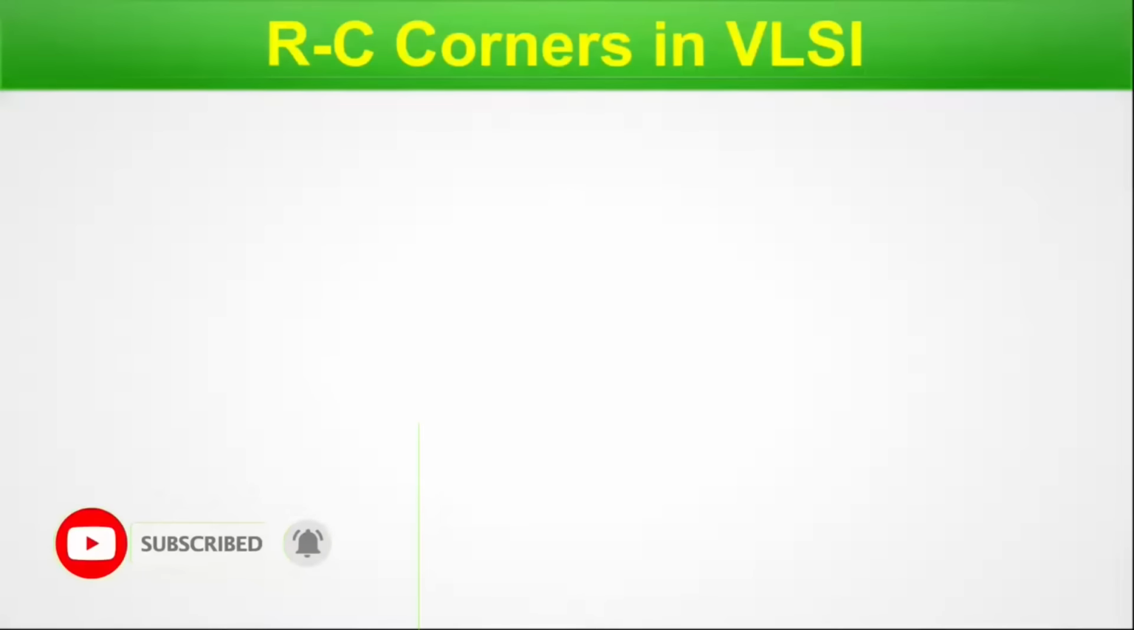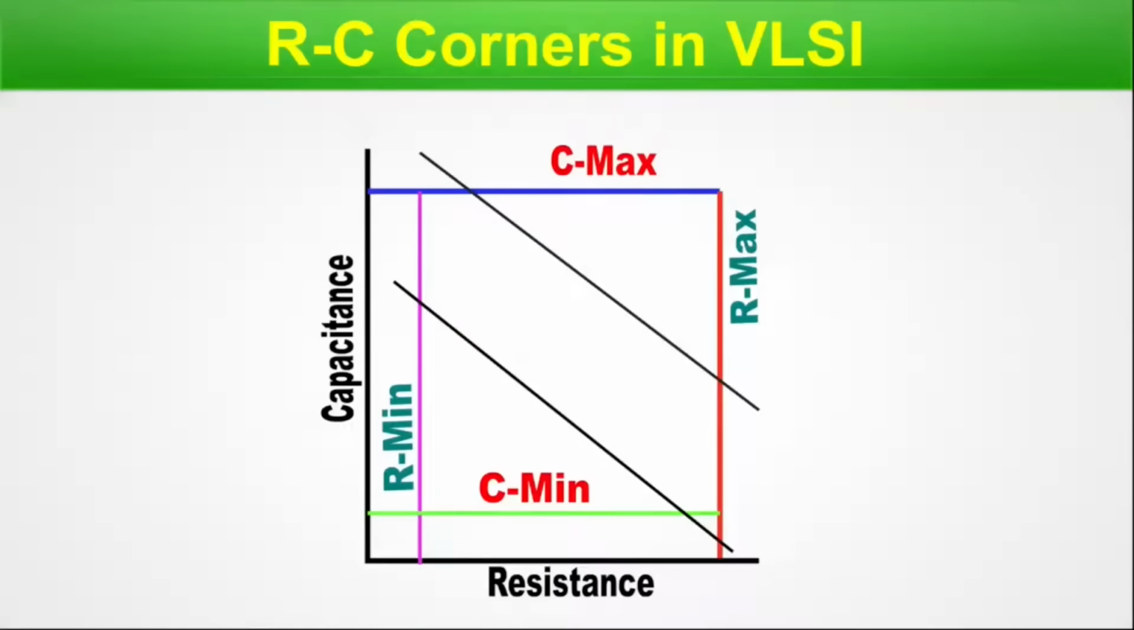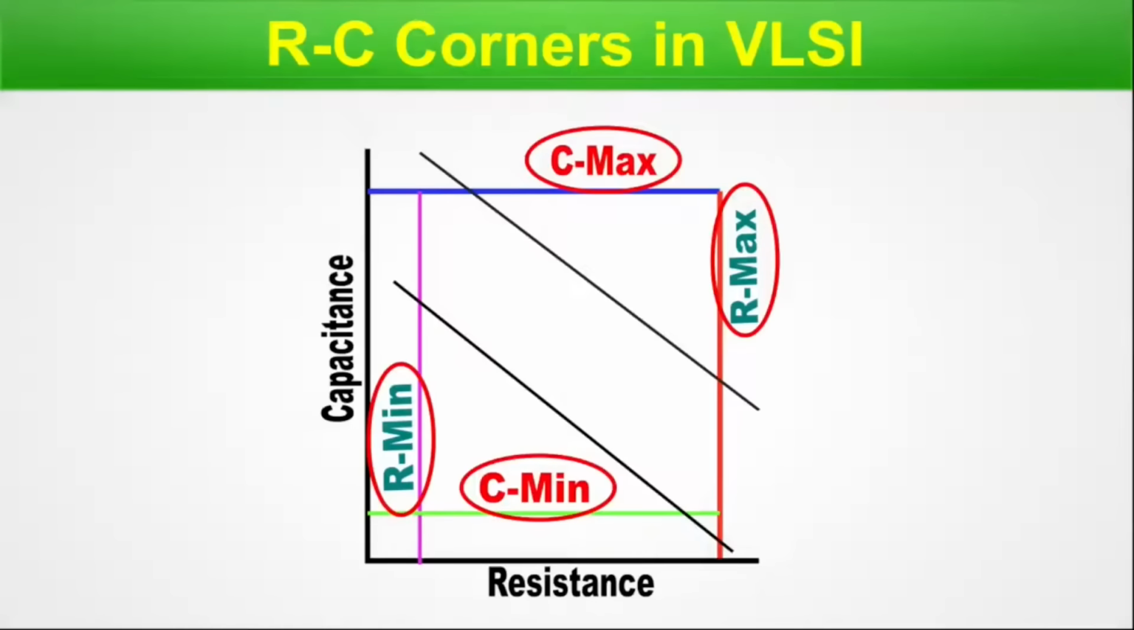RC corners in VLSI. Here I have displayed one graph. In the x-axis you can find the resistance, and in the y-axis you can find the capacitance. There are vertical lines on the resistance axis and horizontal lines on the capacitance axis. So here the capacitance value is fixed, here the capacitance value is fixed, here the resistance value is fixed, and here the resistance value is fixed. Now these lines are Cmax, the blue line. The green line is Cmin, the red line is the Rmax, and the pink line is the Rmin.